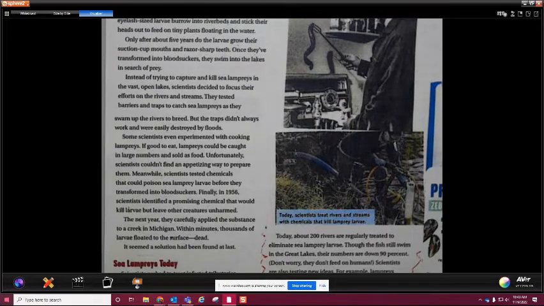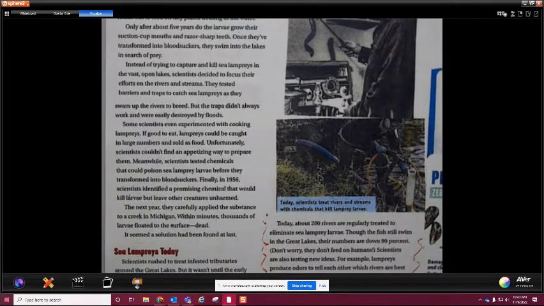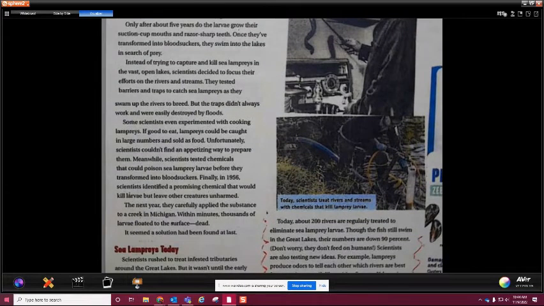Some scientists even experimented with cooking lampreys. If good to eat, lampreys could be caught in large numbers and sold as food. Unfortunately, scientists couldn't find an appetizing way to prepare them. Meanwhile, scientists tested chemicals that could poison sea lamprey larvae before they transformed into bloodsuckers.